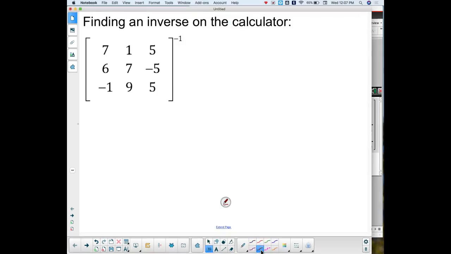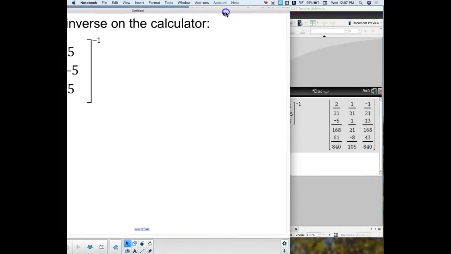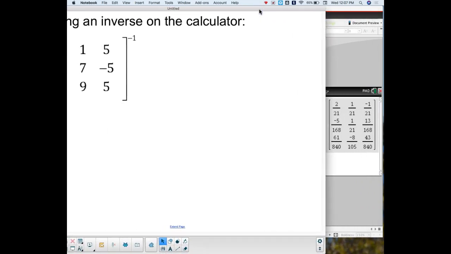Now I lost it. Okay, so now let's see what I can do here. Let's move this over here. There, I just needed to see right there.